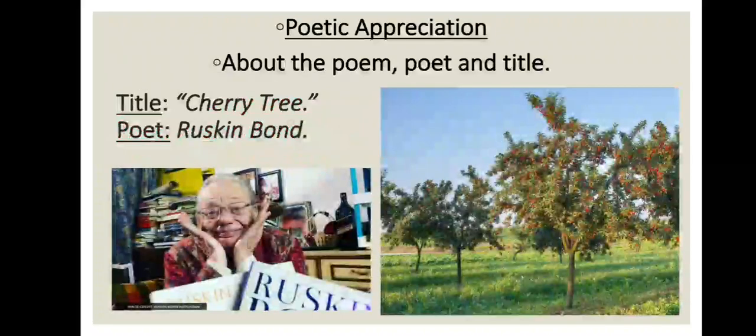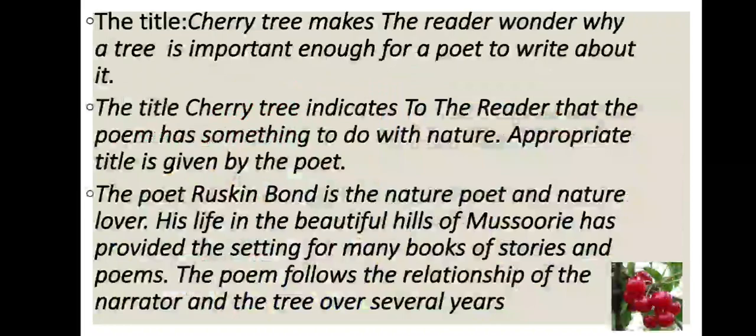Now, poetic appreciation about the poem, poet, and title. Title of the poem, Cherry Tree. Cherry Tree makes the reader wonder why a tree is important enough for a poet to write about it. The title Cherry Tree indicates to the reader that the poem has something to do with nature. According to me, an appropriate title is given by the poet.